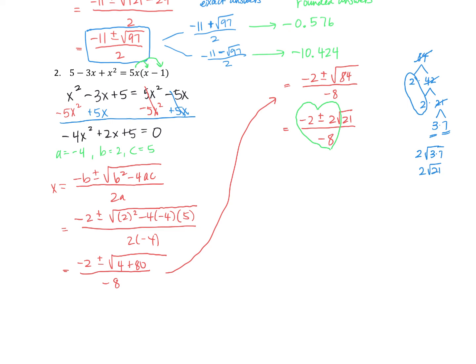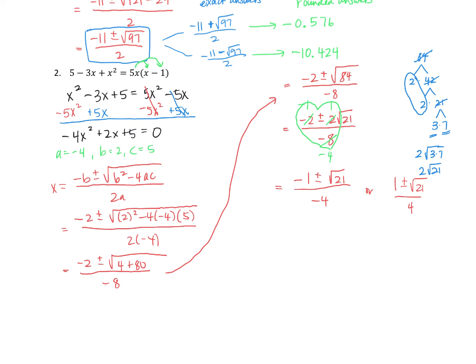So I can reduce all of these by a 2. So negative 2 divided by 2 is negative 1. 2 divided by 2 is 1. And 8 divided by 2 is 4. So that's going to leave me with negative 1 plus or minus the 1 square root 21. I don't have to write the 1 in front of the square root. It's understood to be there. Divided by negative 4. It's okay if you notice that the 1 in the front is negative and the 4 is negative, so you make them both positive. But if you leave them both negative, that's fine as well. So this would be acceptable, or this would be acceptable.